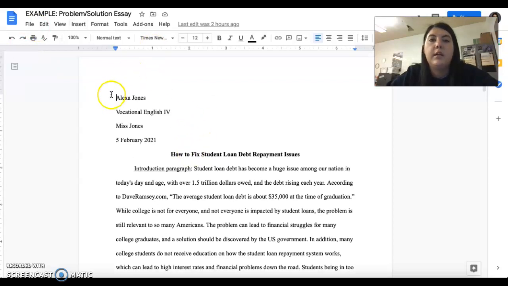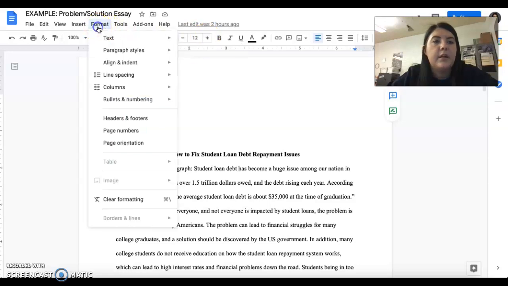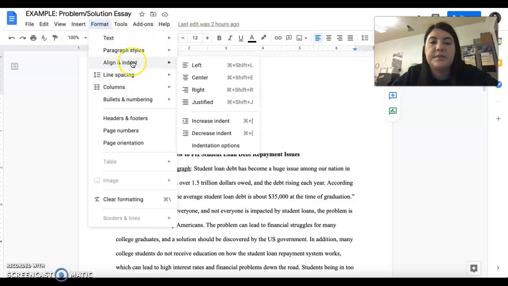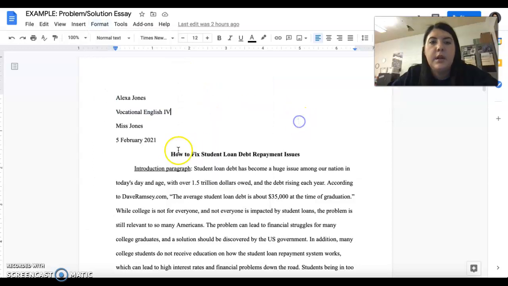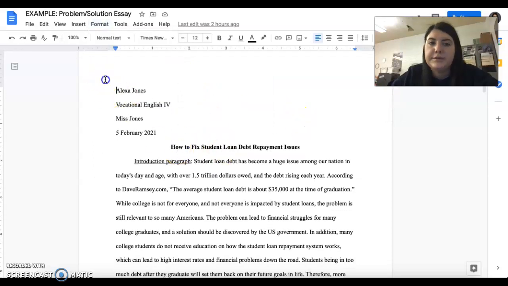So like with all essays in my class, we start off in Times New Roman, size 12 font, and we go to double space, so line spacing double. Don't add any extra spaces anywhere.